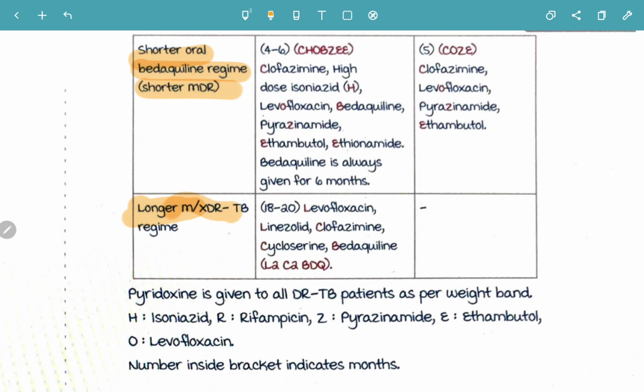So you have something known as the shorter oral bedaquiline regimen used for shorter multi-drug resistant, and the longer multi-drug or extensively drug resistant TB regimen. So what is this shorter? Shorter means for 4 to 6 months it's going to be your intensive phase.